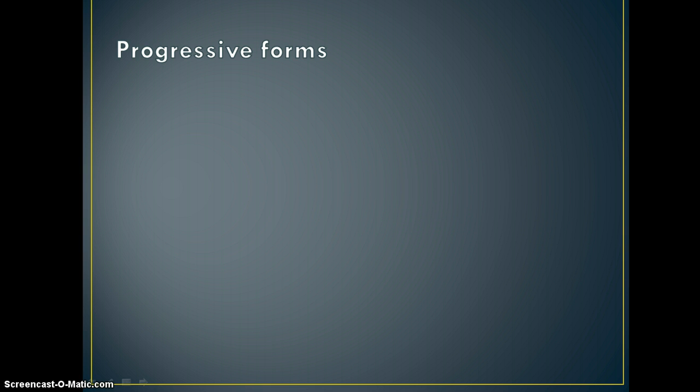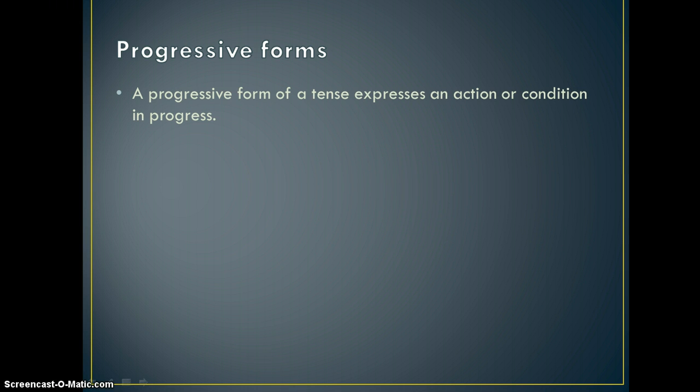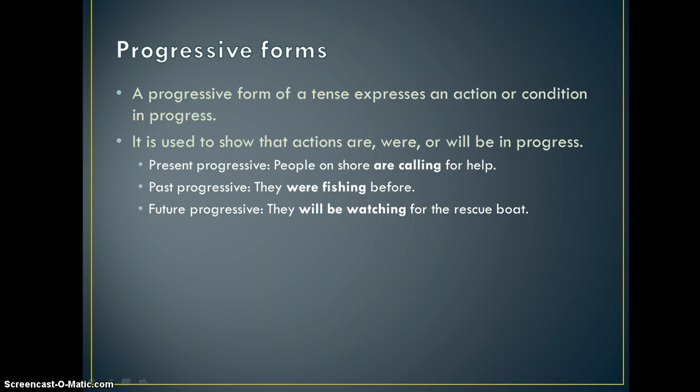And then another idea that you're going to want to learn is progressive forms. A progressive form of a tense expresses an action or condition in progress. Progressive, in progress. That means it's happening, and the verbs end in ing. So it is used to show that actions are, were, or will be in progress.